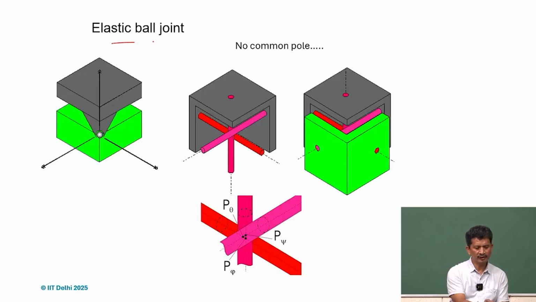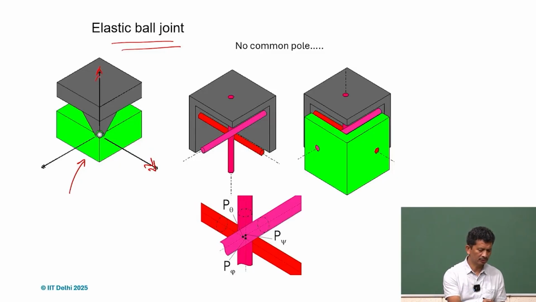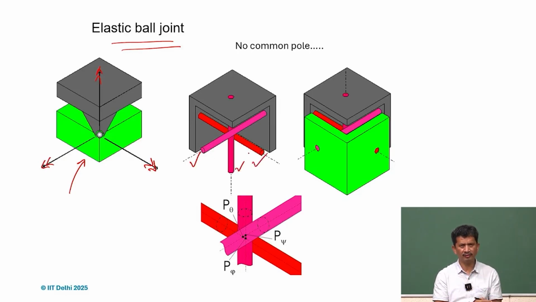We can also create an elastic ball joint using a wire flexure. So this is what we want. Position is fixed, but it should be able to rotate in all the directions, in all the orthogonal directions. So three rotations are required. We can use three wire flexures, so three constraints.